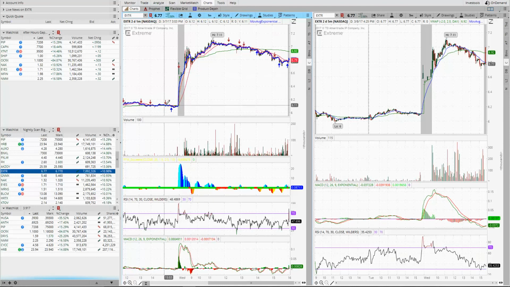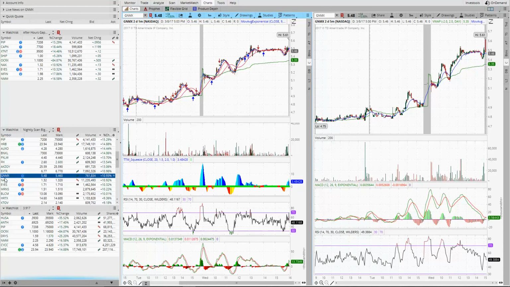EXTR was 611, hit a high of 711, and look at the nice fade into the close. I mean, it's overextended. This thing has the ability to get back. Might be a great short opportunity tomorrow. I'm not gonna put it on the watch list, but you may want to put it on yours.